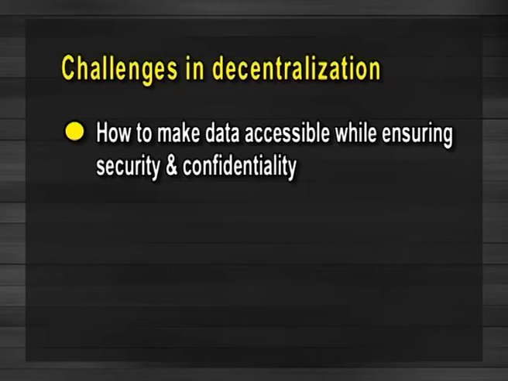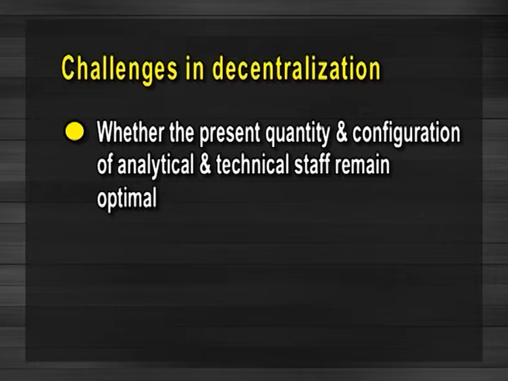and improving data quality. Among the many technical and policy issues raised by the new technologies, two seem particularly germane to the evolving organization of institutional data collection and analysis at Berkeley. How to make data accessible while ensuring security and confidentiality, and whether the present quantity and configuration of analytical and technical staff remain optimal. Both issues are the subjects of continuing discussion and evaluation.